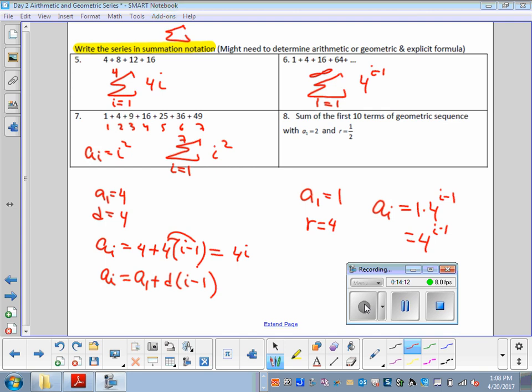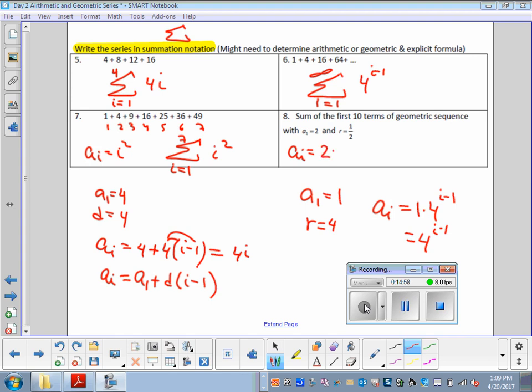Number 8. Sum of the first 10 terms of a geometric sequence with A1 equals 2 and r equals 1 half. Right? So, sum. What is my a_i? What is the formula for a_i for the geometric sequence with the first term 2 and r equals 1 over 2? What is the formula? Ava, what would be the formula for a_i if A1 equals 2 and r equals 1 half? It's a geometric sequence, so look for the formula in your formula sheet. Explicit rule.